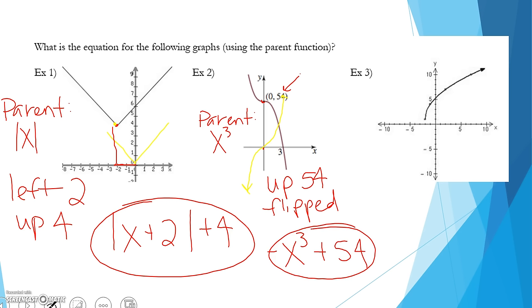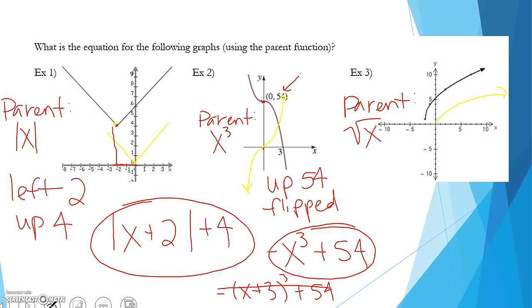If I wanted to move left and right, let me just show you off to the side what that would be. Say this moved left 3. Then you put plus 3, and then you put the cube on the outside of the parentheses. Okay. All right, the last one, the parent for this one is a square root, so square root of x. The original graph looks something like this. And the center of it moved left 2 and up 1.